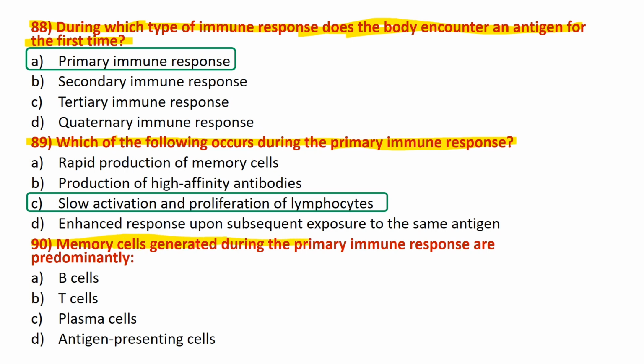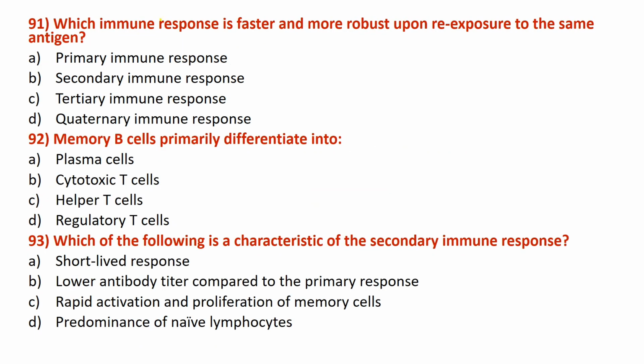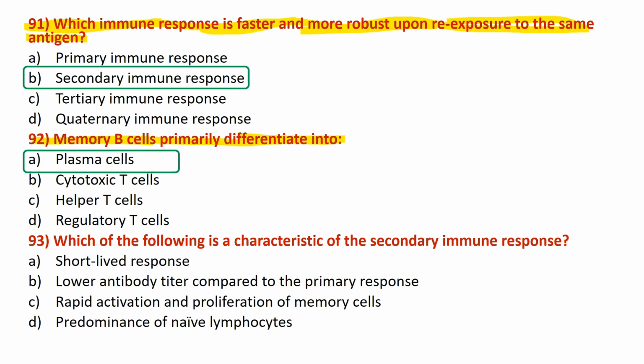Memory cells generated during the primary immune response are predominantly, and the right answer is option B, B cells. Which immune response is faster and more robust upon exposure to the same antigen? And the right answer is option B, secondary immune response. Memory B cells primarily differentiate into plasma cells, option A, right?